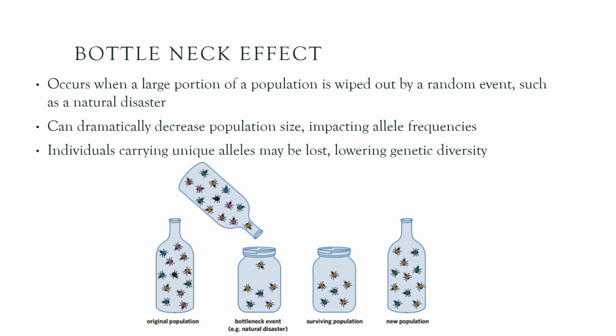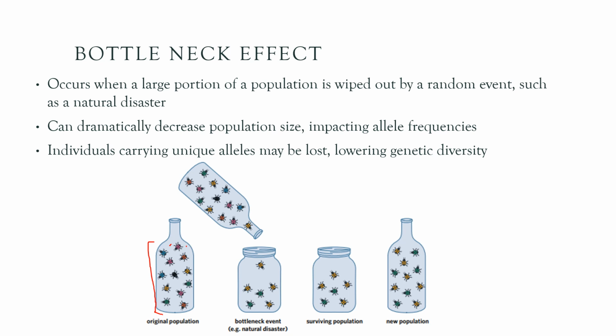The first one we have is the bottleneck effect. This is when a large portion of a population is wiped out by a random event, such as a natural disaster. For instance, here we have a population of beetles, and there's quite a bit of diversity there. We've got some green beetles, some red beetles, some blue beetles, some yellow beetles. So we've got quite a good diversity of alleles in this population. A random event such as a natural disaster can wipe out a significant proportion of that population. That's why we call it the bottleneck effect.